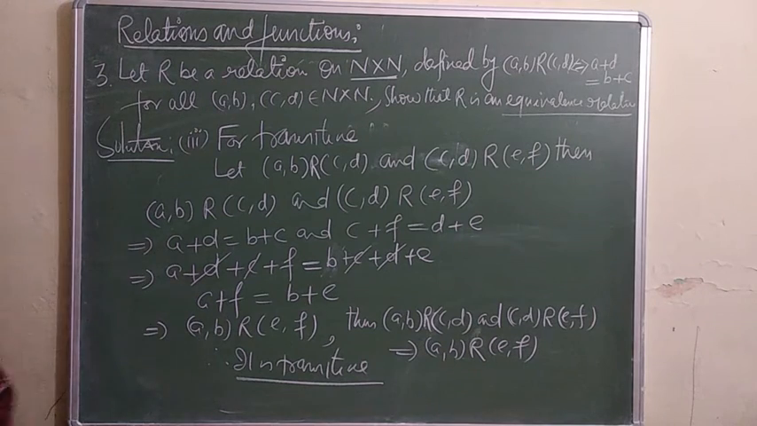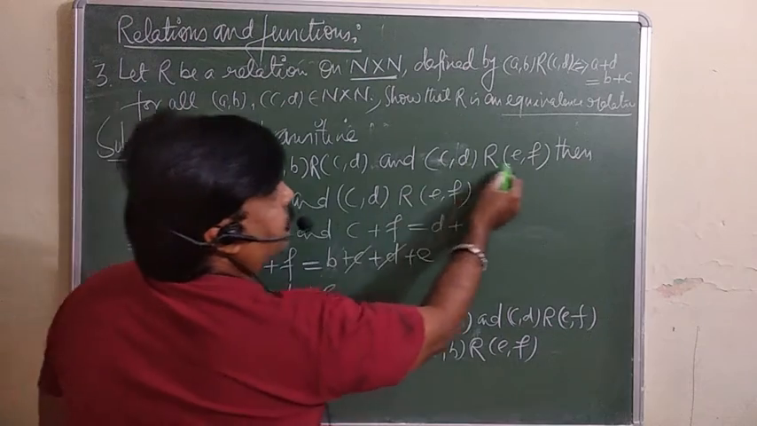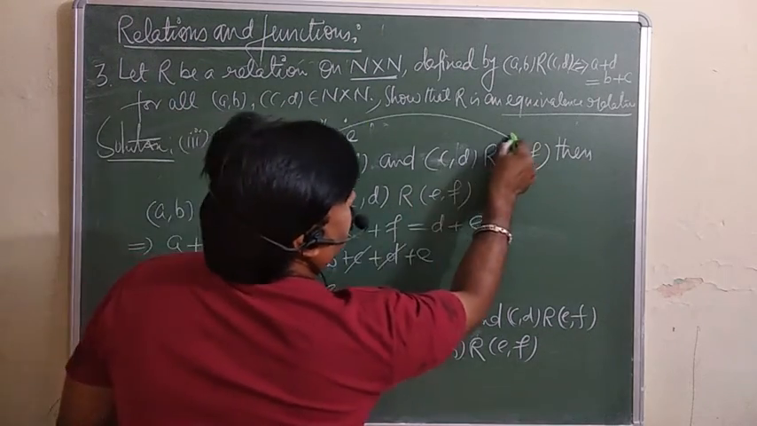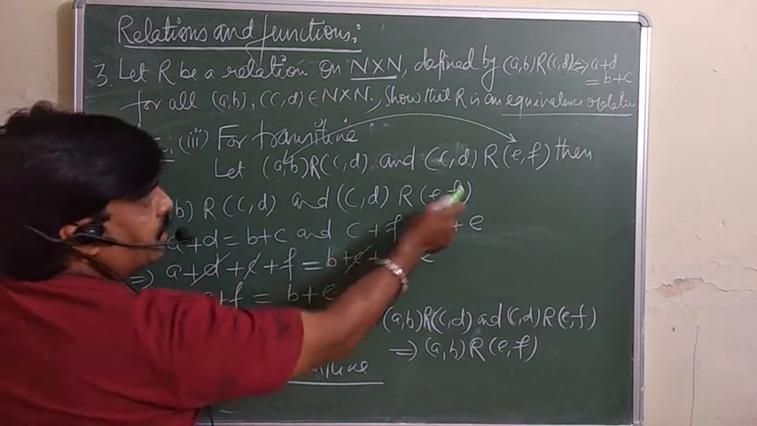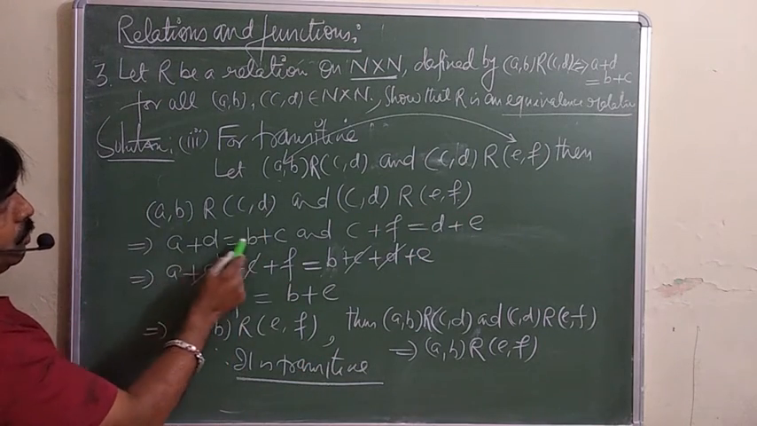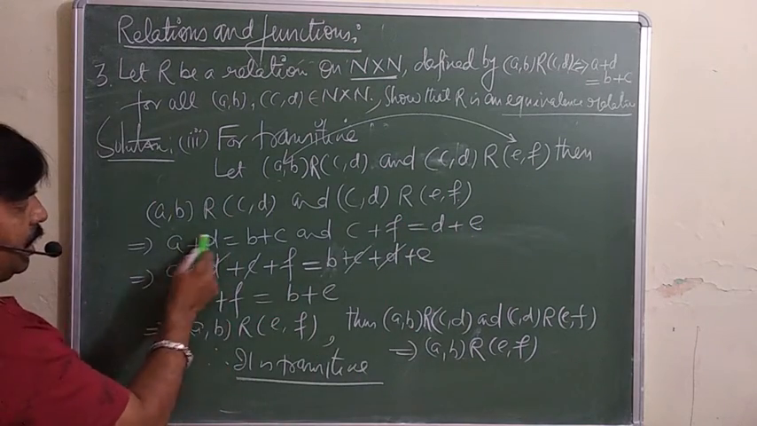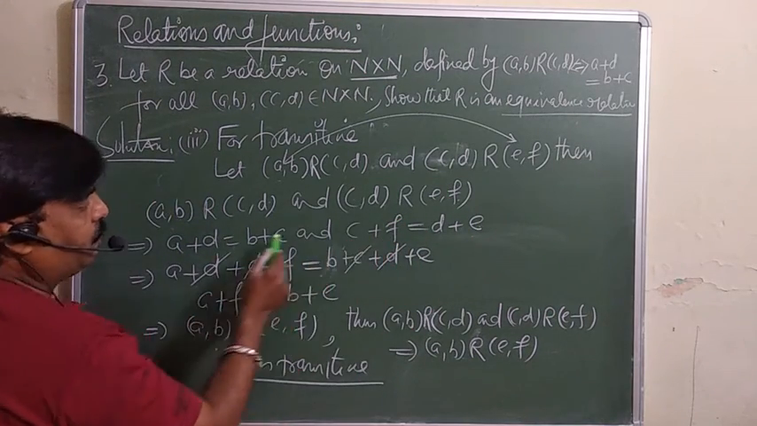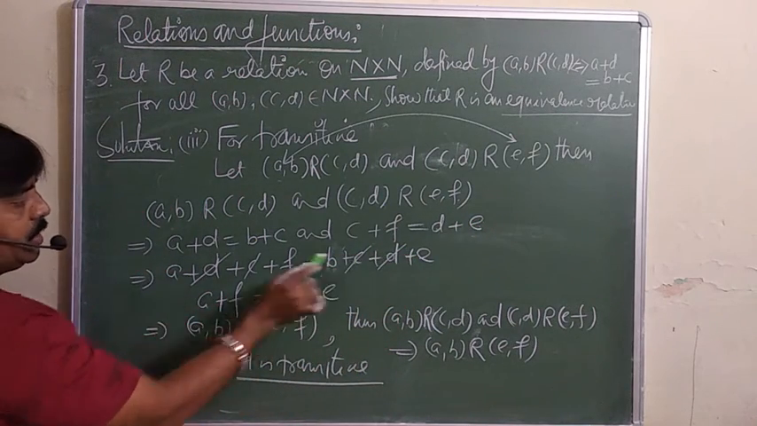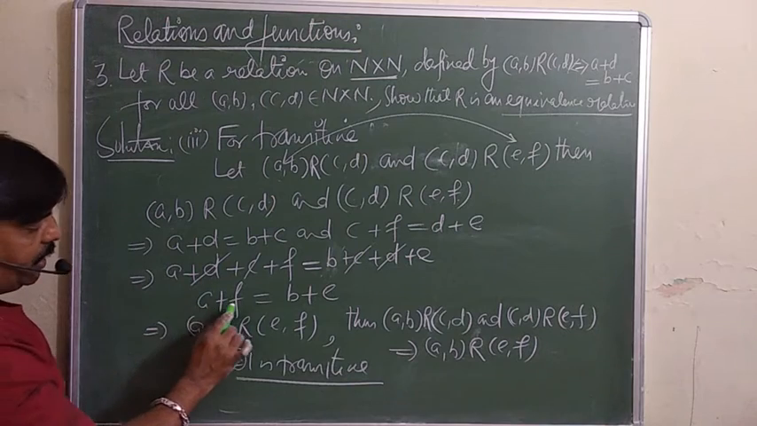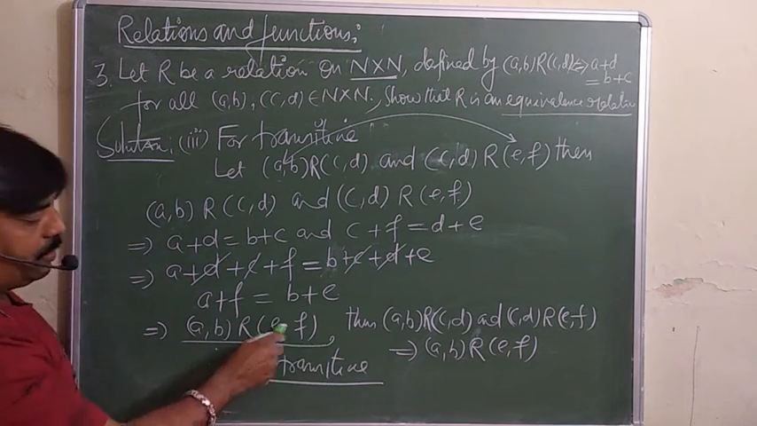Okay. Now for transitive. Let (a, b) have a relation with (c, d) and (c, d) with (e, f). Then you are supposed to show (a, b) is related with (e, f). This can be written as a + d = b + c and c + f = d + e. You can add them: a + d + c + f = b + c + d + e. So d and c cancel out, and you get a + f = b + e. That can be written as (a, b) has a relation with (e, f).